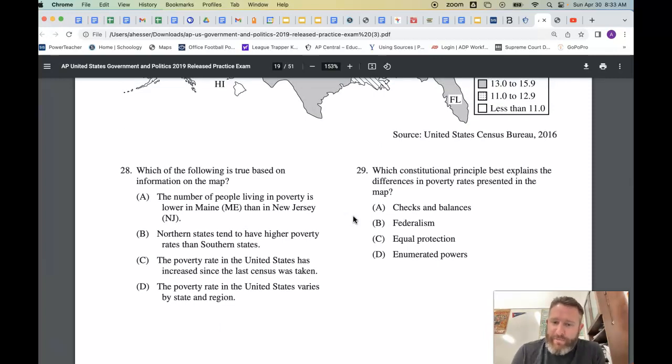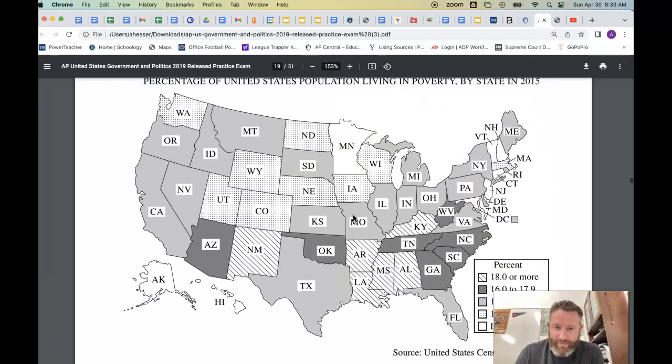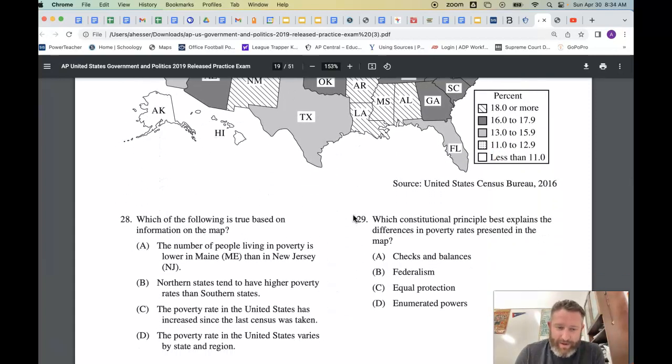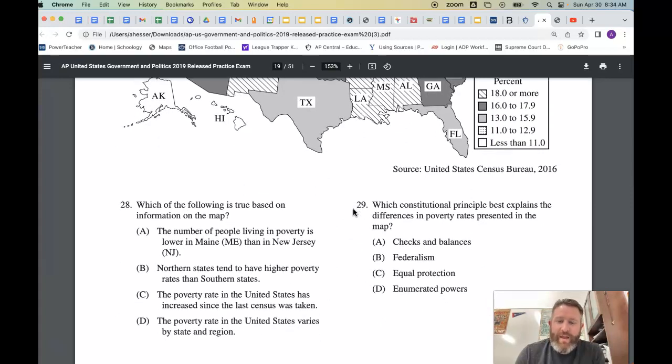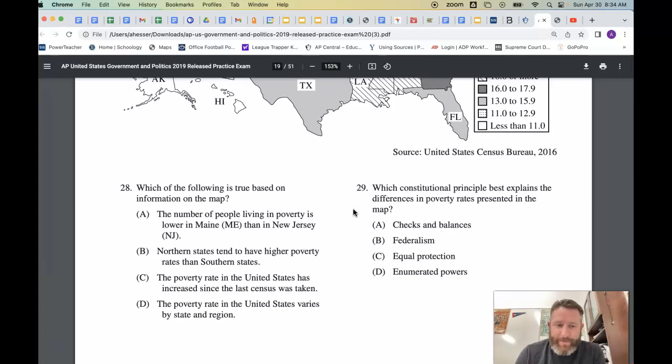29. Which constitutional principle best explains the difference in poverty rates presented in the map? So it's like two really stupid questions, that you just have to be careful with and not overthink. There's almost nothing about poverty in any of these questions. It's just which constitutional principle, number 29, best explains the difference in poverty rates? Federalism, when states are different from each other and different from the federal government, that is federalism in a nutshell.